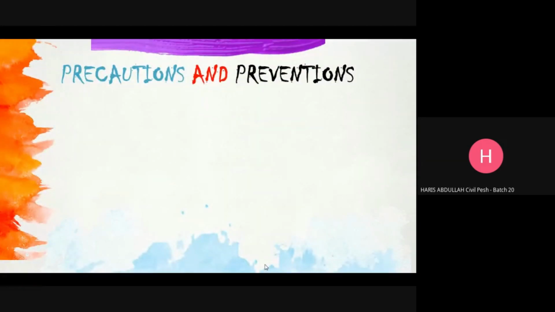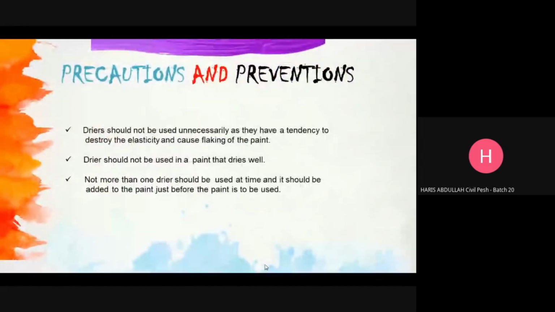When we are dealing with dryers or anything chemically prepared in the laboratory, we have to take some precautions. Dryers should not be used unnecessarily, as they have a tendency to destroy the elasticity and cause flaking of the paint. Dryers should not be used in paint that dries well. If the paint is already drying very well and its drying time is very good, we should not use any dryer in it. Not more than one dryer should be used at a time, and it should be added to the paint just before the paint is to be used.